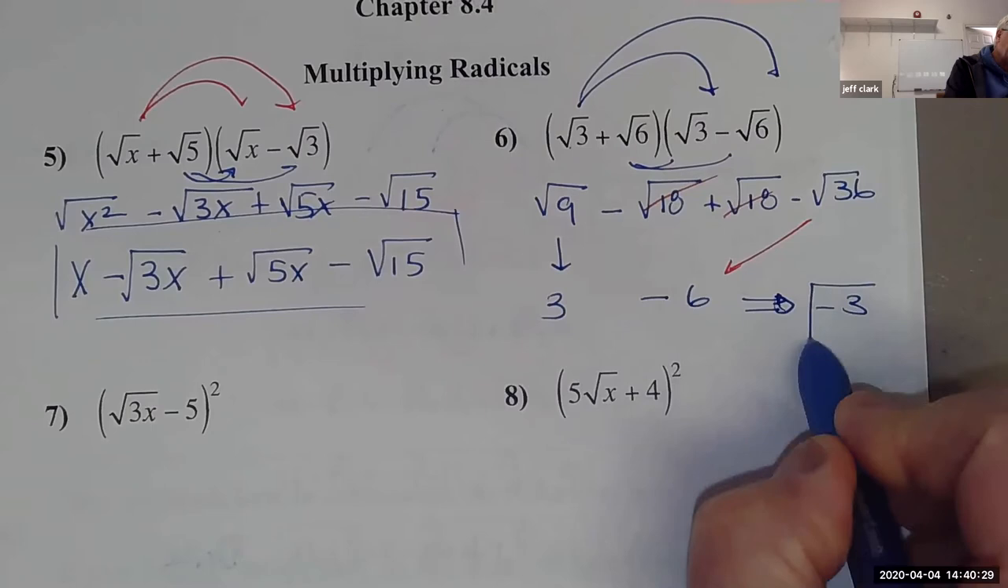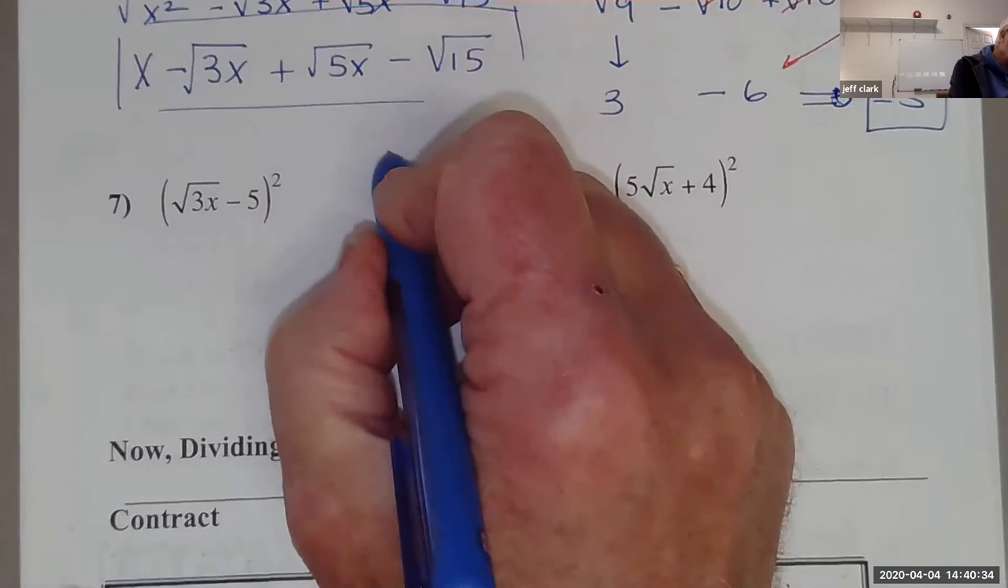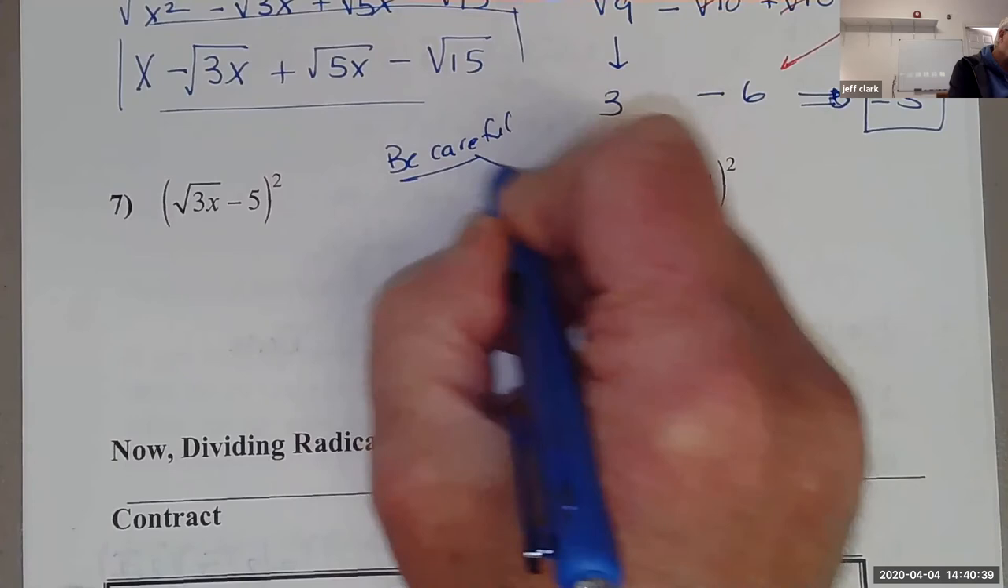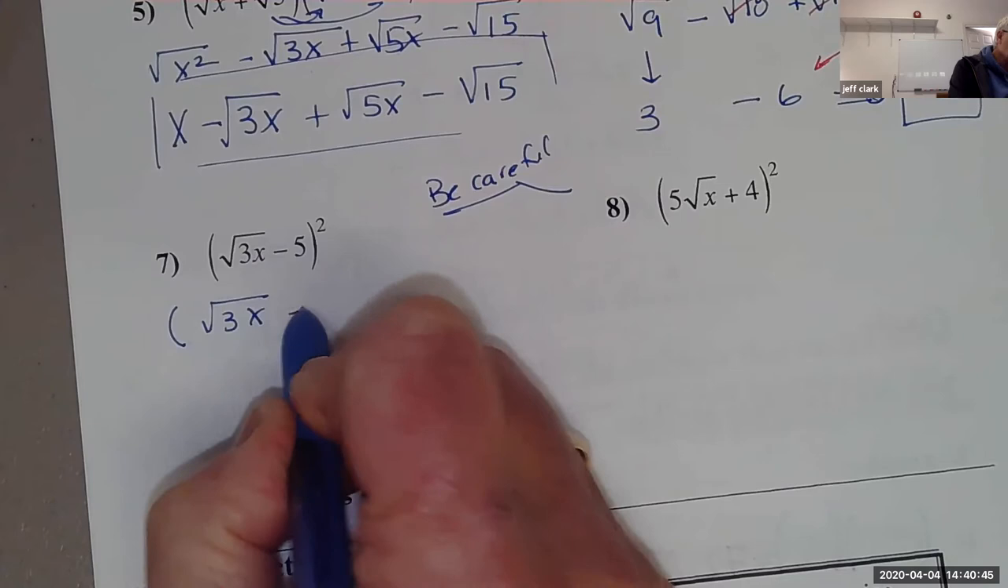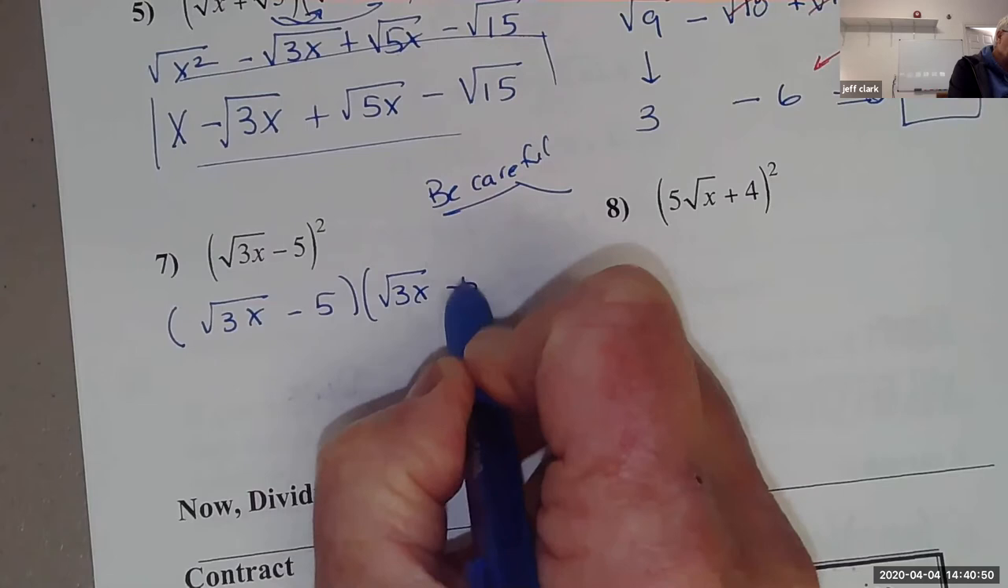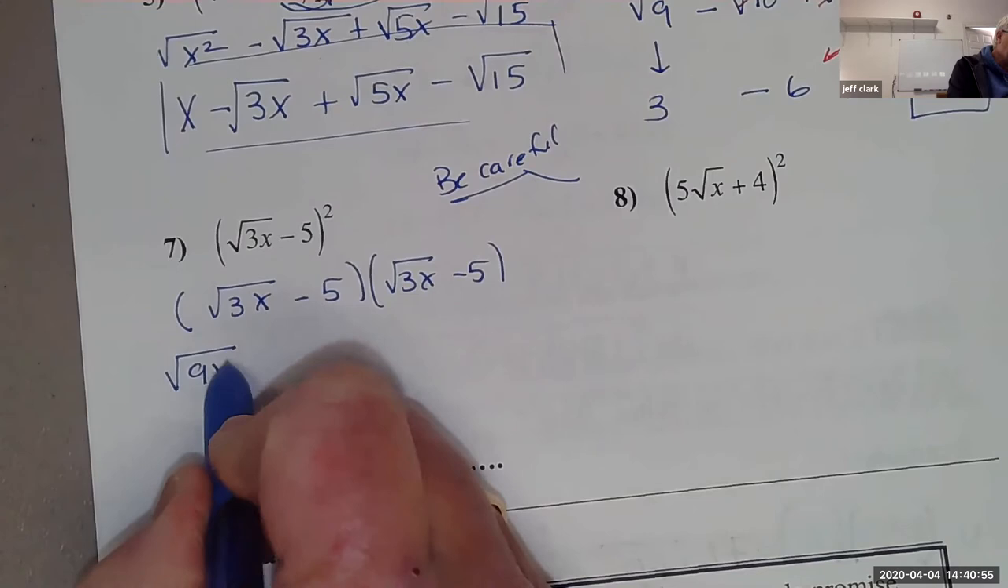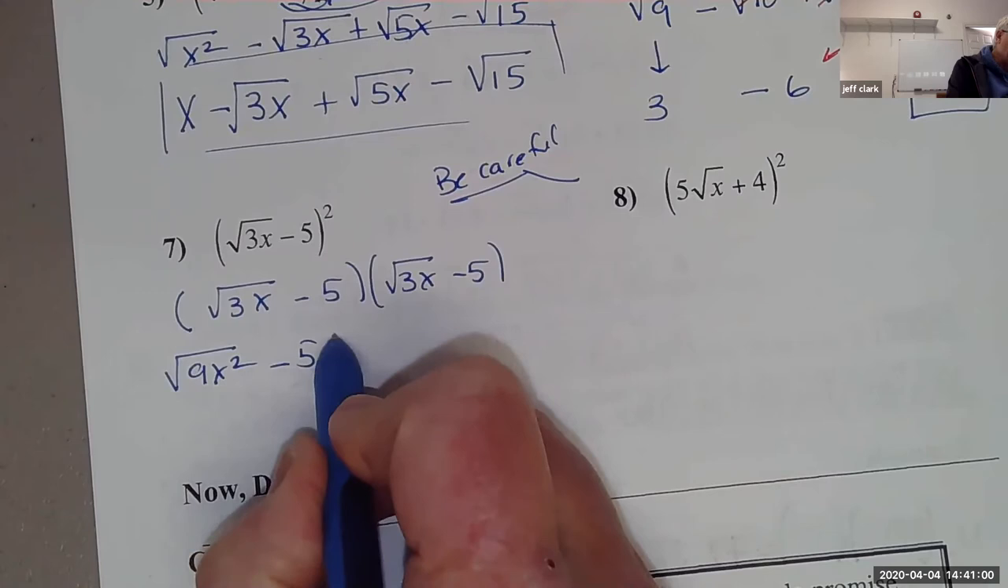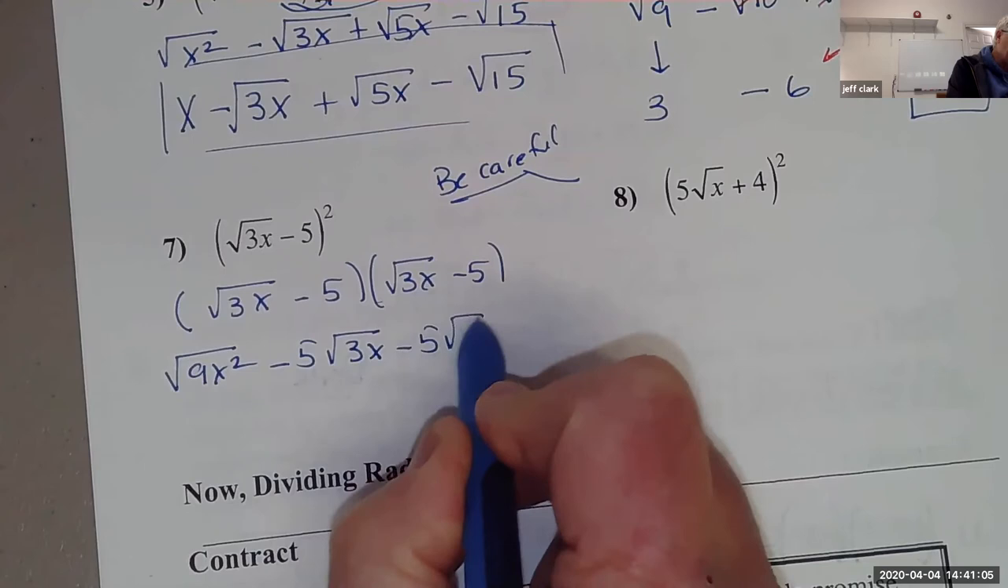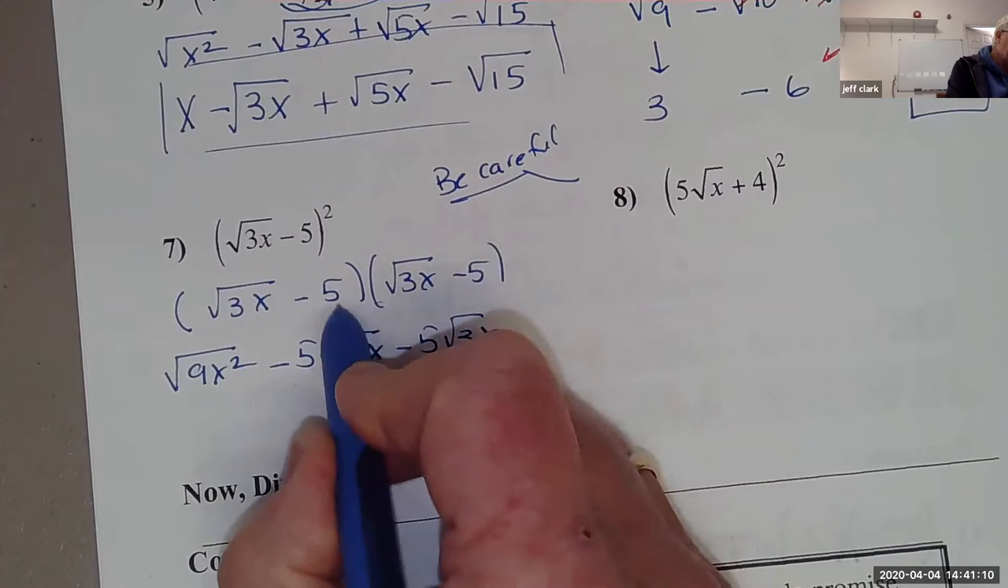These two, you have to be careful. Be careful. I'm going to write them down twice. And then FOIL. So square root of x squared, x squared. Outer terms. Let's see, minus 5 root 3x, and then again, inner term, minus 5 root 3x. Now these you'll eventually be able to combine. Those are like terms. And finally, plus 25.